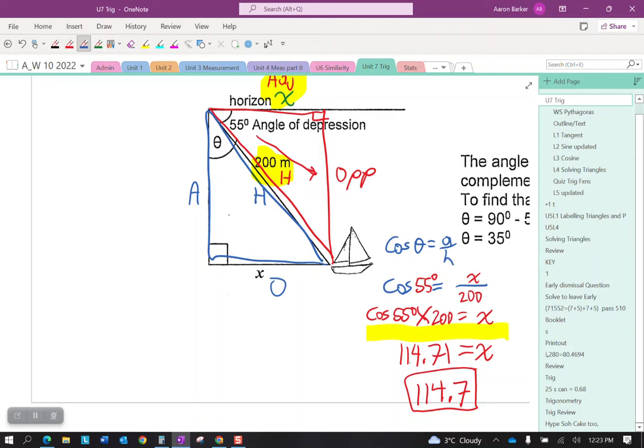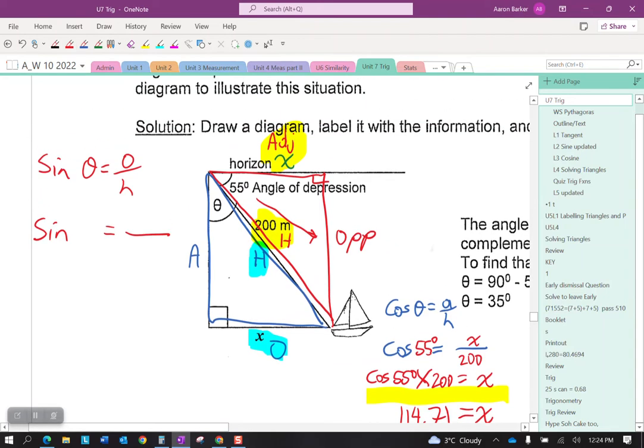But this time, we're trying to find the opposite side. So what ratio talks about O and H? No, TOA is O and E. SOHCAHTOA. Sine. Okay, so we start by saying sine theta equals O over H. Then you substitute in. Uh-oh, I guess we have to find theta first, don't we?